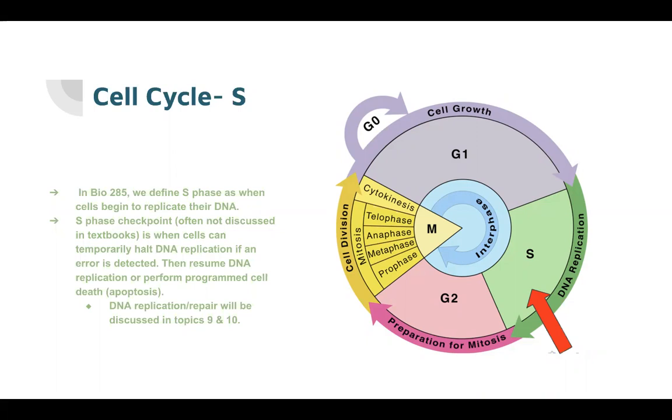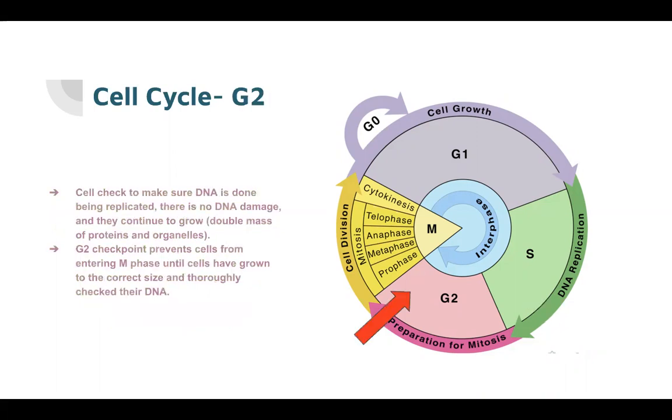So the S phase checkpoint is when cells can temporarily halt DNA replication if an error is detected, and then resume DNA replication or perform programmed cell death, as we stated in the previous slide. And we'll talk more about DNA replication and repair in topics 9 and 10. So after S phase, we have G2, right?